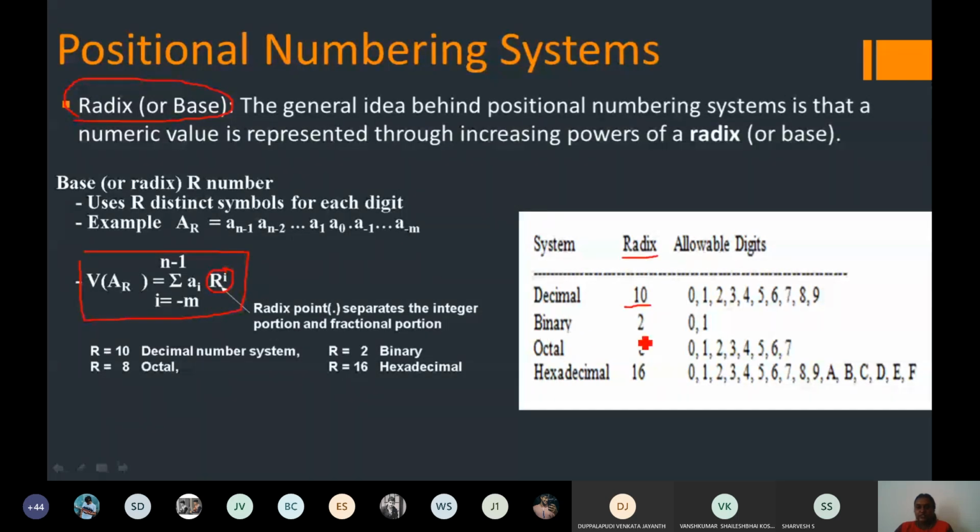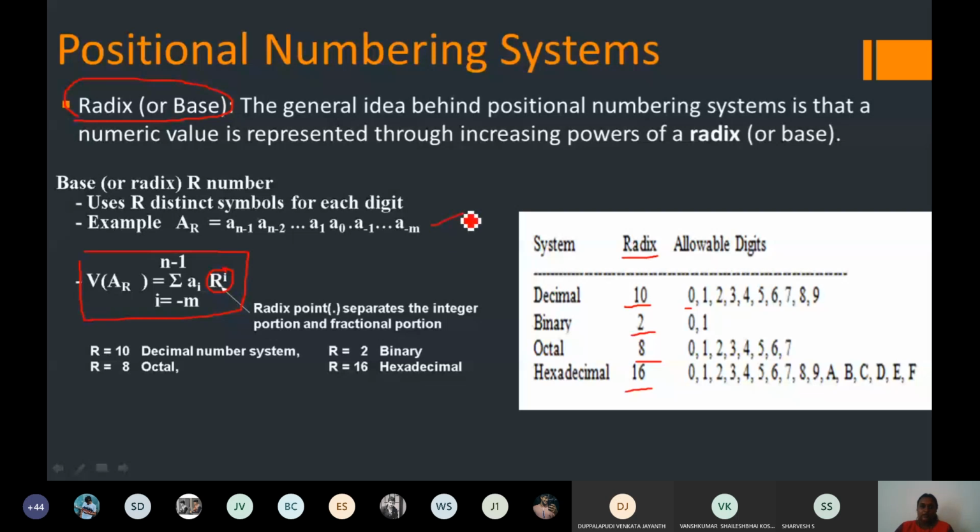Okay, for binary the base is going to be 2. For octal it is going to be 8. For hexadecimal it is going to be 16. So what are all the allowable digits? They start from 0 and end with n minus 1, that is, the radix number minus 1. That is what i equals, from minus m to n minus 1. So that is what the decimal number system is going to have as its values here.